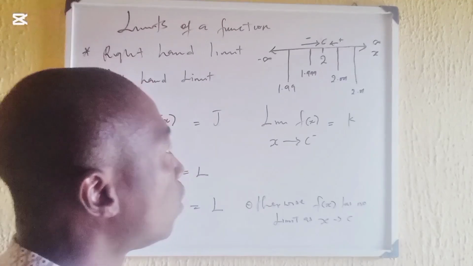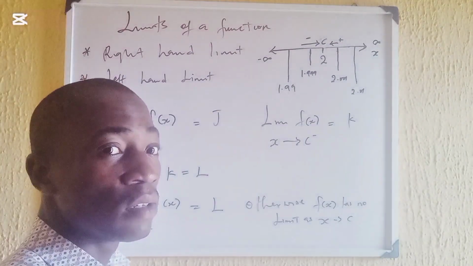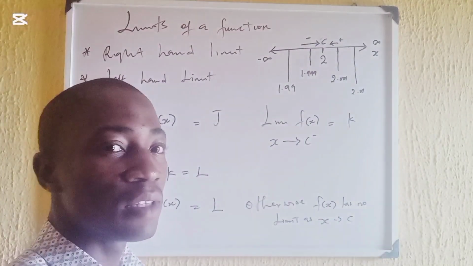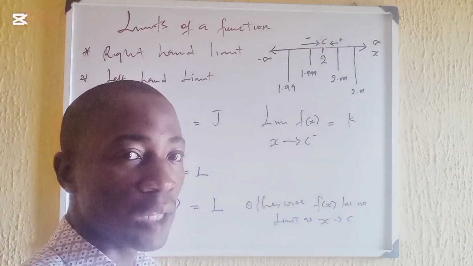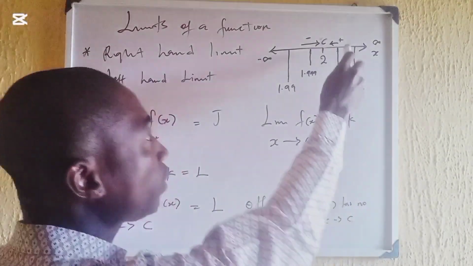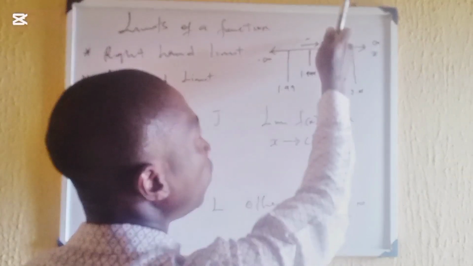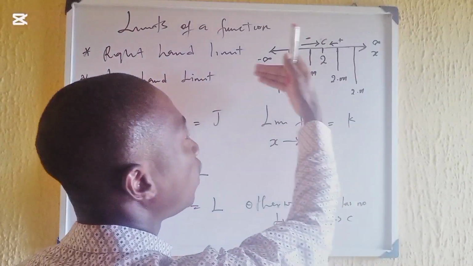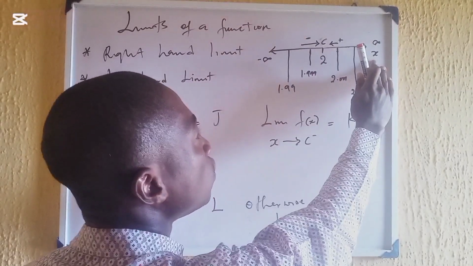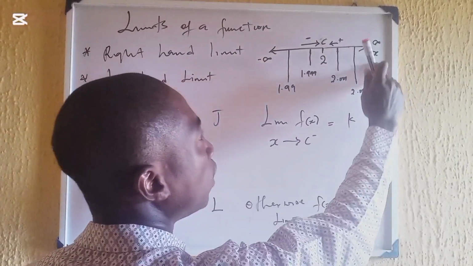So when you're approaching a point from the right, that means the right hand limit is the value the function tends to as you get closer to that point from the right hand side. That's what we'll have here. Here we'll have a point C, and that's 2. We'll have positive infinity, we'll have negative infinity. Here is x. So this is a number line for x.